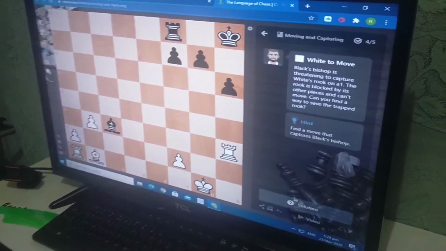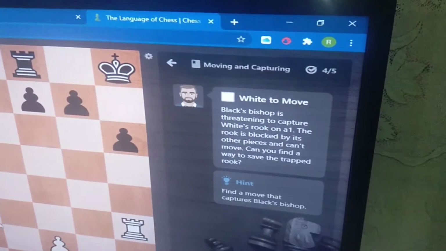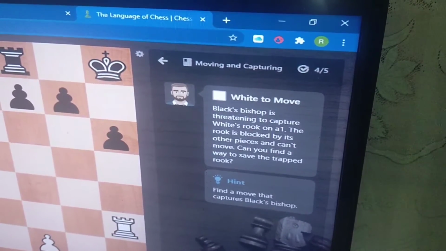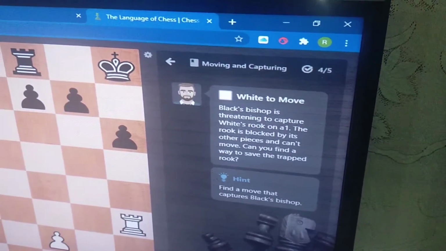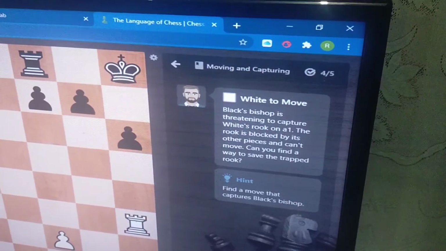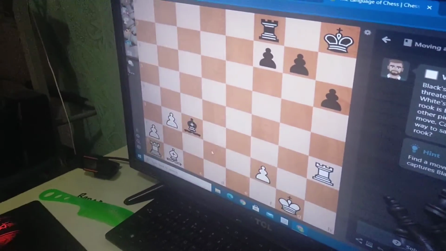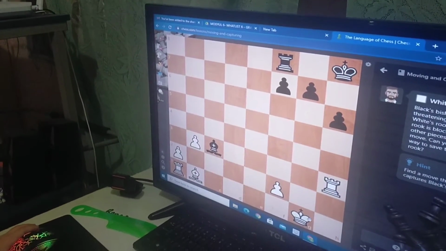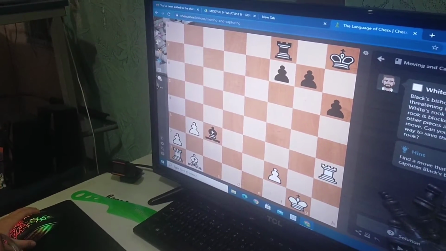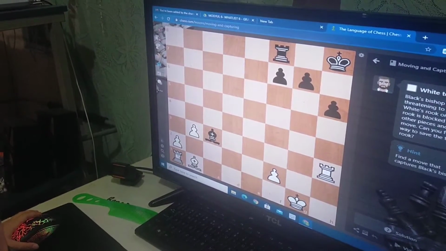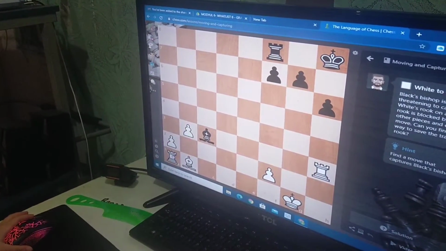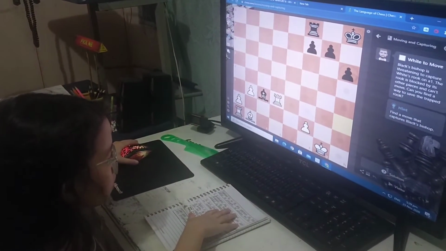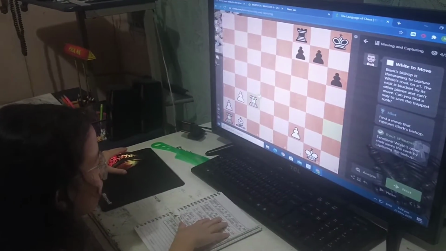Alright, next. So, the black bishop is threatening to capture the white rook on a1. The rook is blocked by its other pieces and can't move. Can you find a way to save the trapped rook? We have a trapped rook. Where is it? Find the trapped rook. Right. Now, how can it be saved? How can it escape? What will you do? Yes, great. Next.